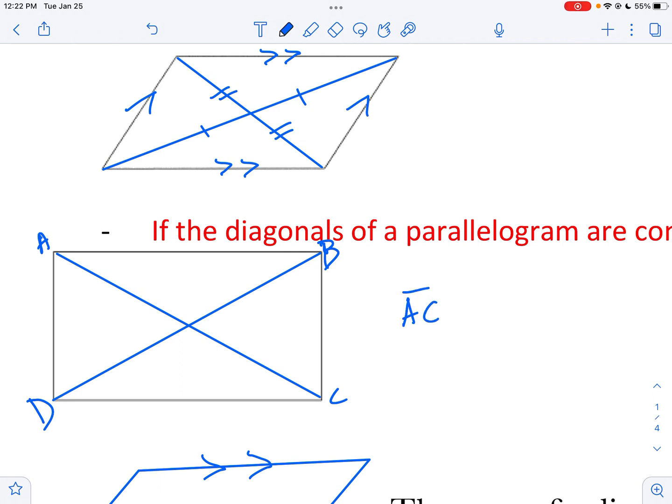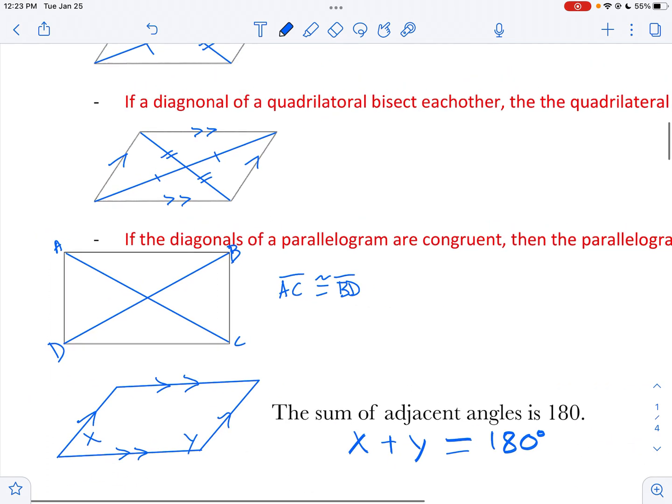If AC is congruent to BD, side BD, then this would be considered a rectangle. You can be like, oh, okay, these are right angles, it's a rectangle. Again, it doesn't really show up on this assignment, but it's a thing to know about parallelograms. It's going to show up later.